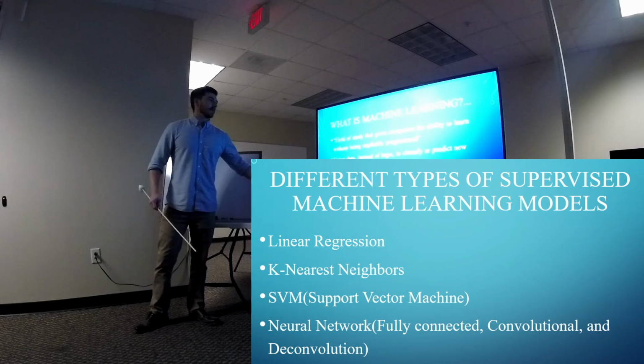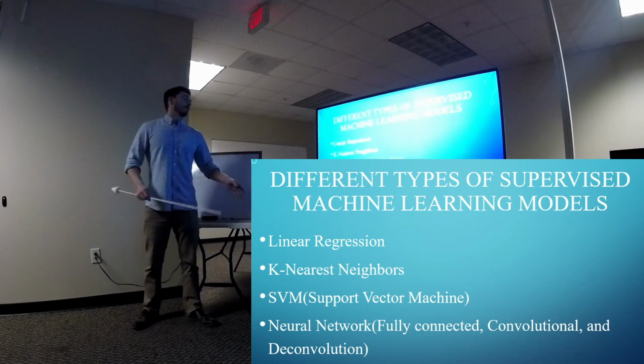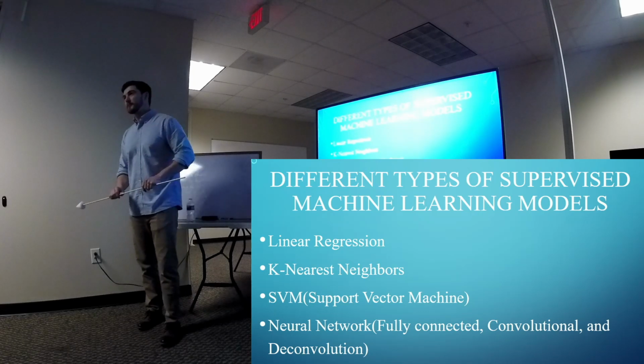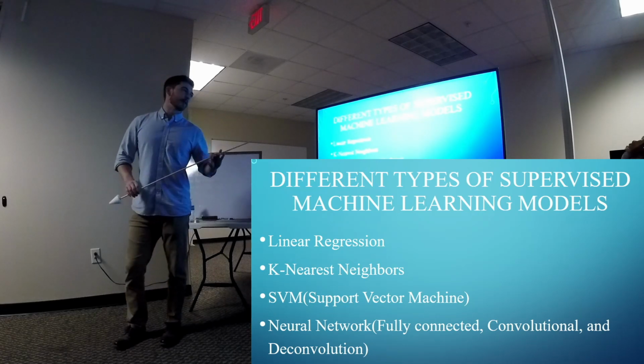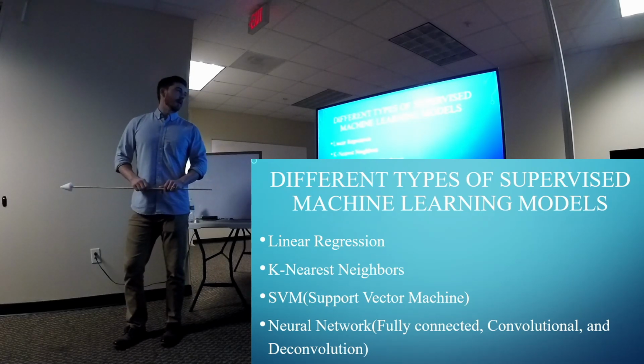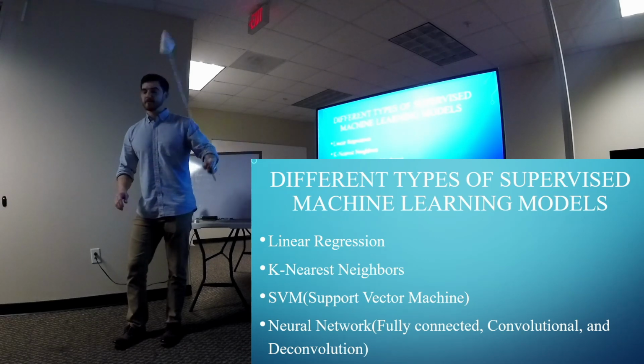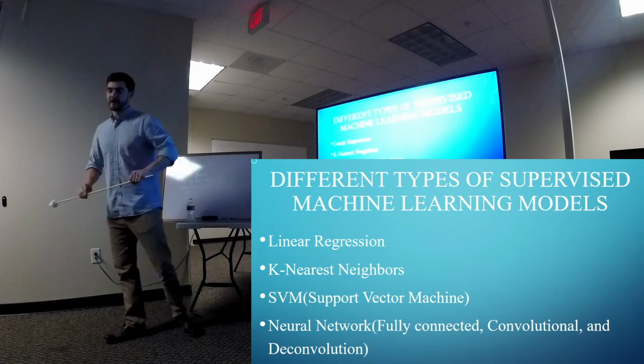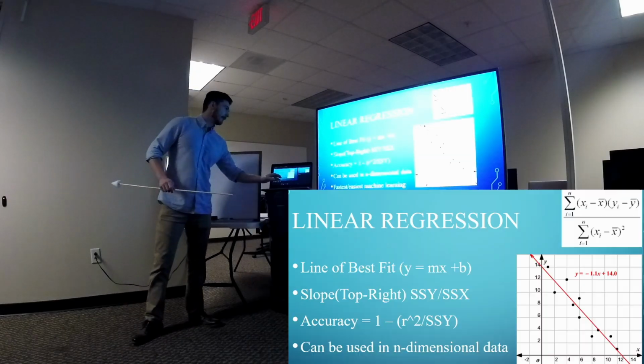Now let's get into our models. First one's linear regression, K-Nearest Neighbors, support vector machine, and neural networks. We're going to go deeper into all of these, but you'll notice that I say supervised machine learning models, and we'll get into what that means a little bit later, but just something to keep in mind.